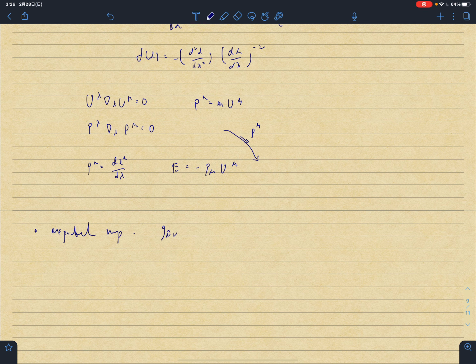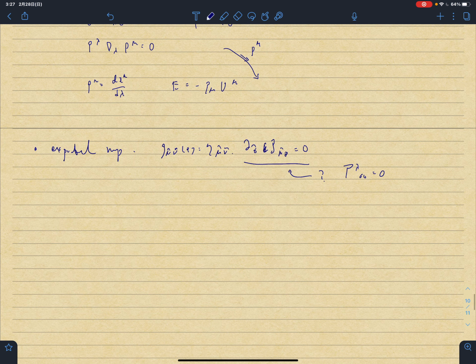g_{mu nu}(P) equals delta, and what is this? Gamma^rho_{sigma mu} equals 0 for all sigma, mu, rho, so the Christoffel symbol is also 0. I think this is an equivalent condition. I think yes.